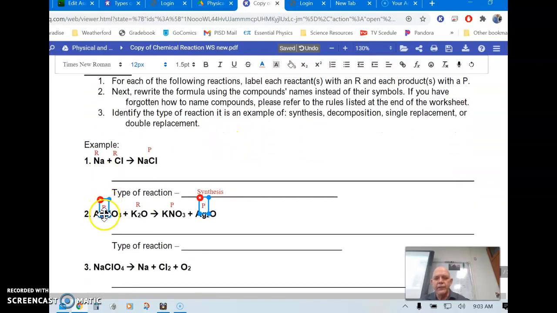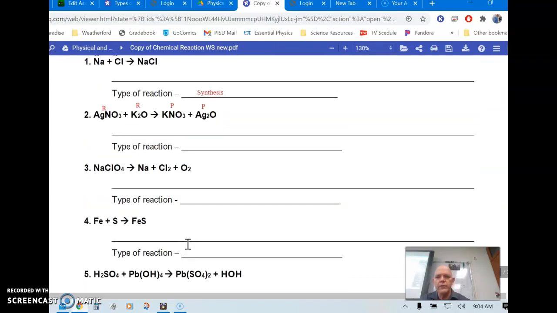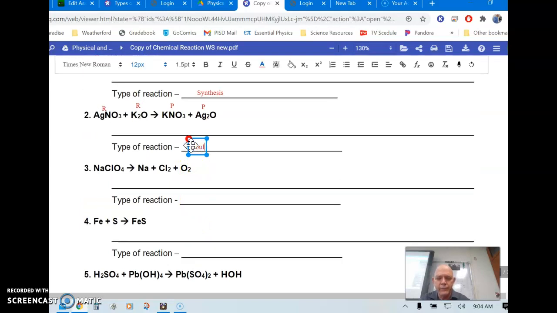And the question is, is it an element plus a compound, or is it a compound plus a compound? Well, this one has three elements in it. This one has two. So these are obviously compounds. So what happens is the Ag and the K are just swapping places. So this would have to be a double replacement reaction. So that's going to be a double replacement reaction.